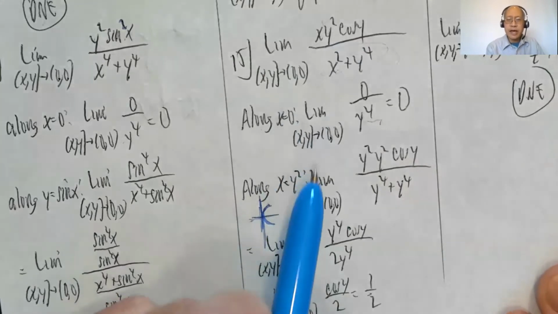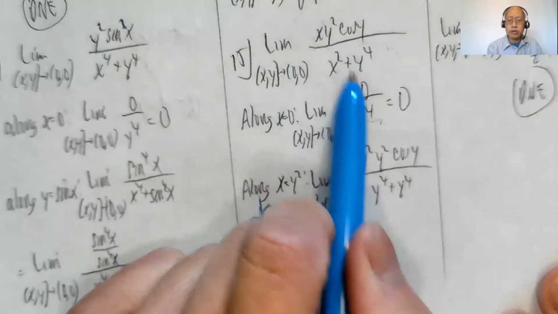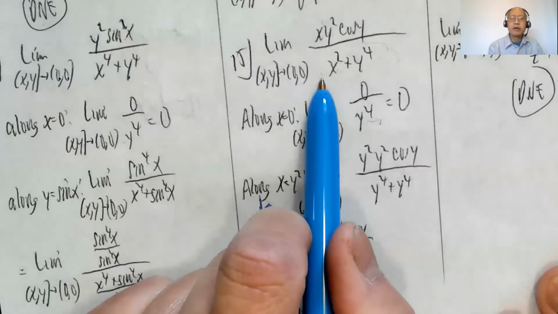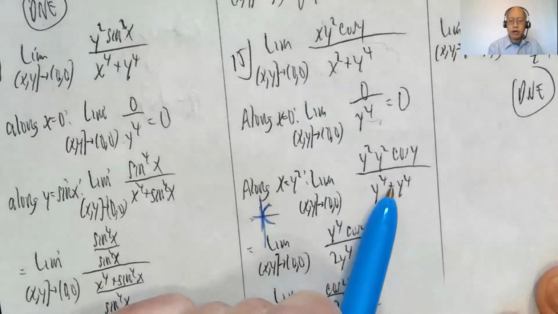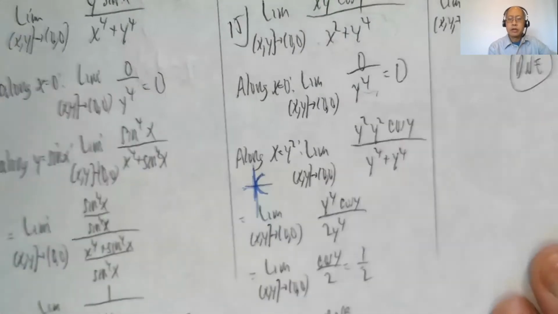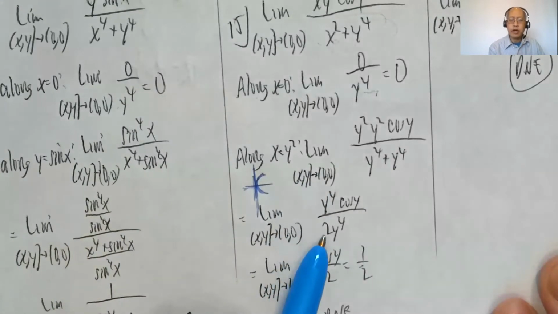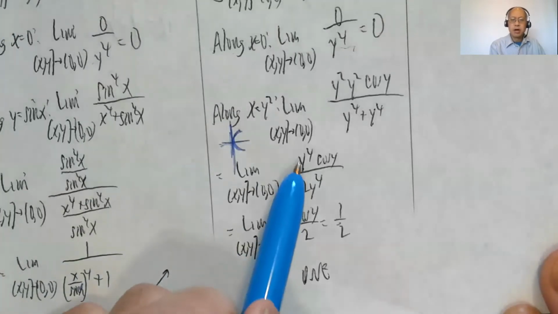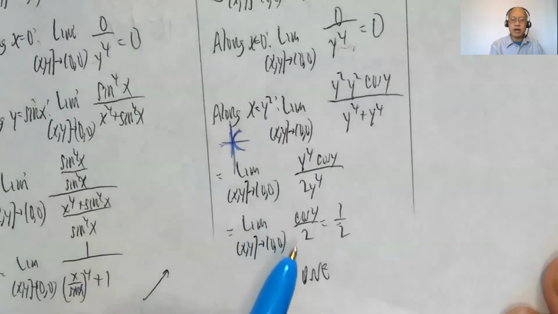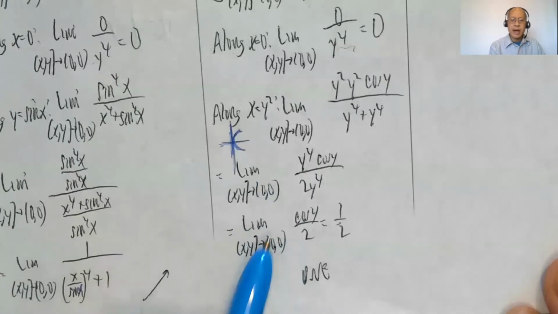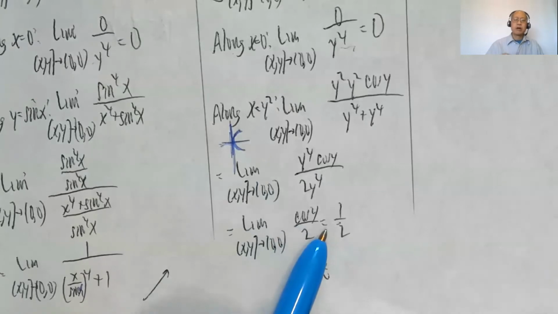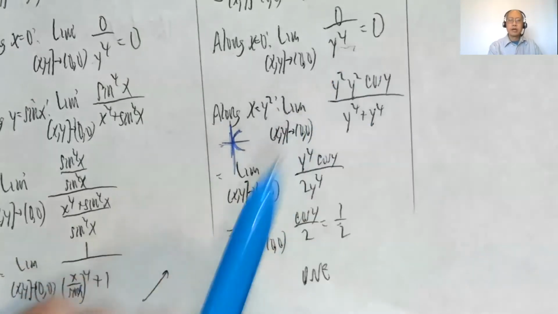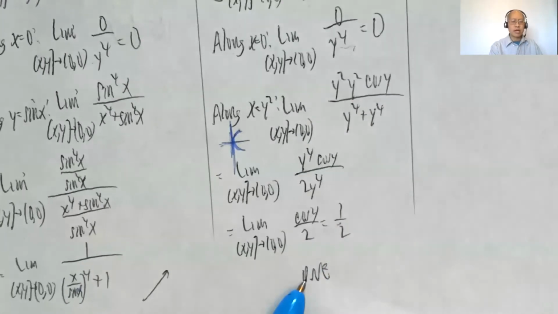So everywhere I see x, put y squared. So y squared cosine y, y squared squared is y to the fourth, plus y to the fourth. So I have y to the fourth cosine y over 2y to the fourth, which is the limit as x, y approaches 0, 0 of cosine y divided by 2. Now I just plug in 0 for y. Cosine of 0 is 1, so the limit is 1/2. So I have one path where the limit is 0, one path where the limit is 1/2. So once again, the limit does not exist.